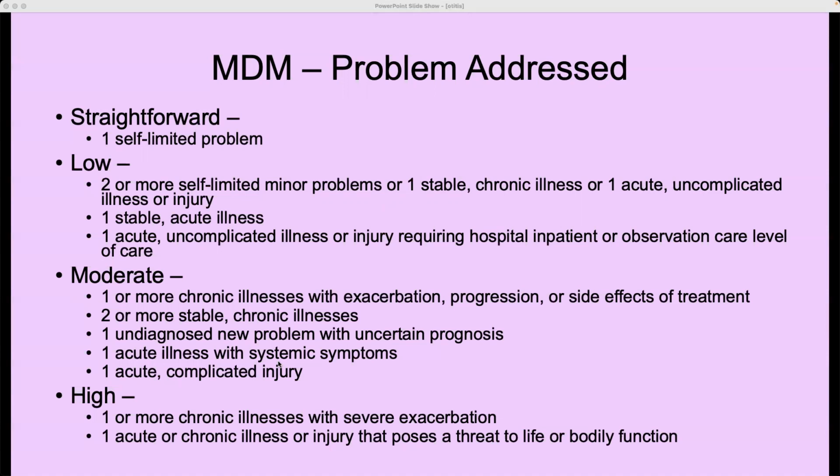Moderate is one or more chronic illnesses with exacerbation, progression, or side effects of treatment. Two or more stable chronic illnesses, one undiagnosed new problem with uncertain prognosis, one acute illness with systemic symptoms. That sounds like a possibility. One acute complicated injury. High level is one or more chronic illnesses with severe exacerbation, one acute or chronic illness or injury that poses a threat to life or bodily function.